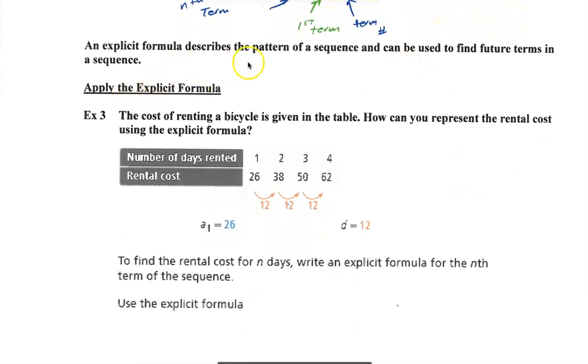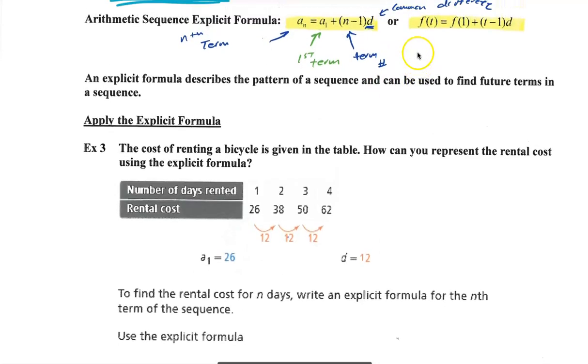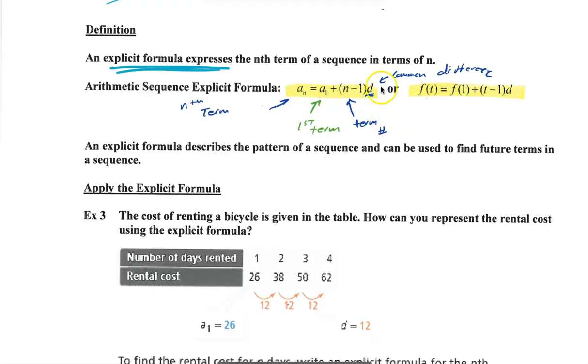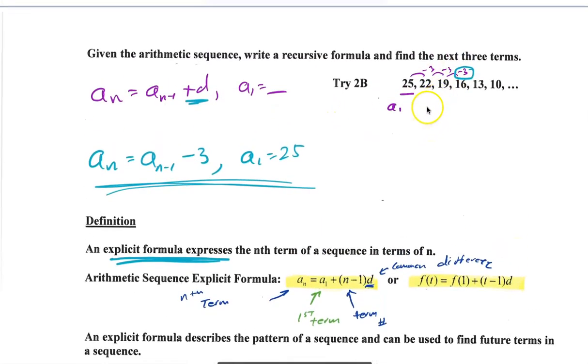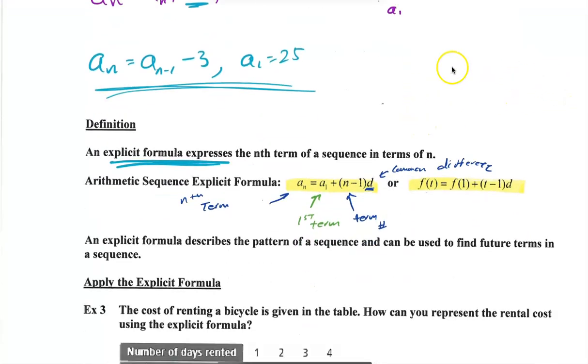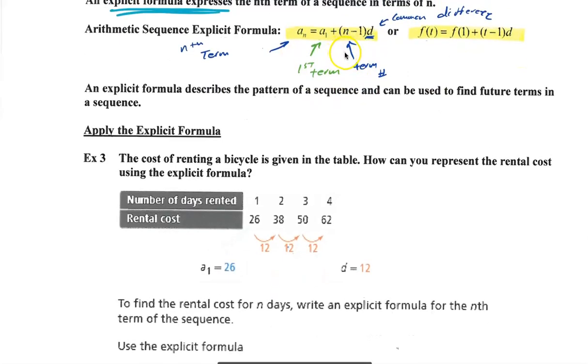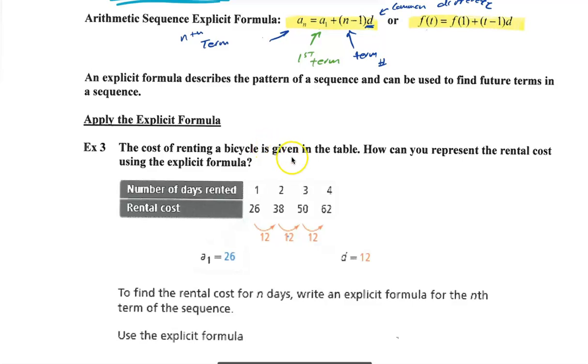So an explicit formula describes the pattern of a sequence and can be used to find future terms of a sequence. So we're going to use the explicit formula to find, like, if I wanted to find the 50th term, I could use the explicit formula very easily to find it. Doing it here would take forever. You have to keep on going until you get to the 50th term. You don't want to do that. So we want to use an explicit formula for that. So let's do an example. The cost of renting a bicycle is given by the table below.